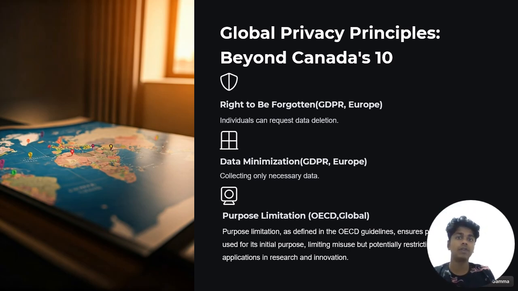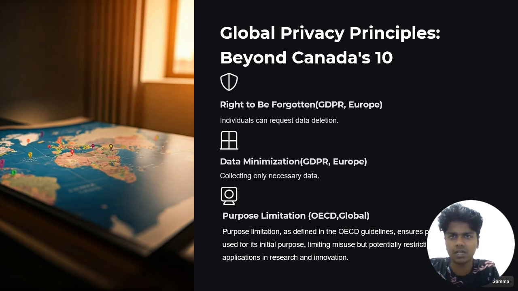Then the next one is RTBF, aka Right to be Forgotten, part of GDPR in Europe. The right to be forgotten empowers individuals to request deletion of personal data when it's no longer necessary or when consent has been withdrawn. This principle enhances individual control over personal information, supporting privacy by allowing people to manage their digital presence.